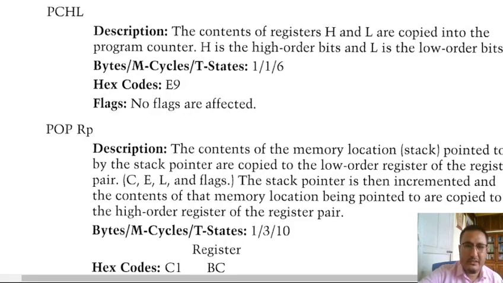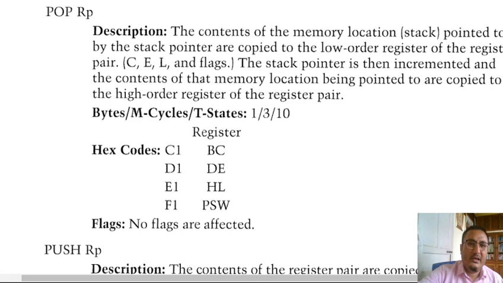Now POP register pair RP. What the POP instruction does is that the content of the memory location pointed to by the stack pointer is copied to the lower order register of the register pair C, E, L, and flag, and the stack pointer is then incremented. The content of the memory location pointed to by the stack pointer is copied onto the higher order register of the register pair.